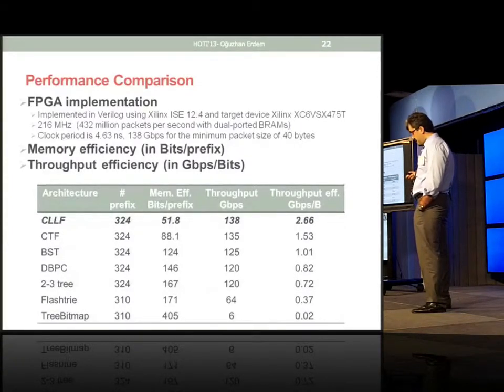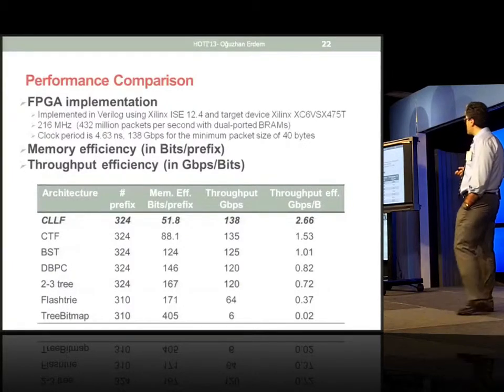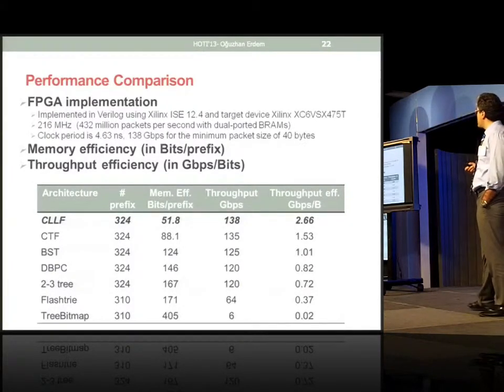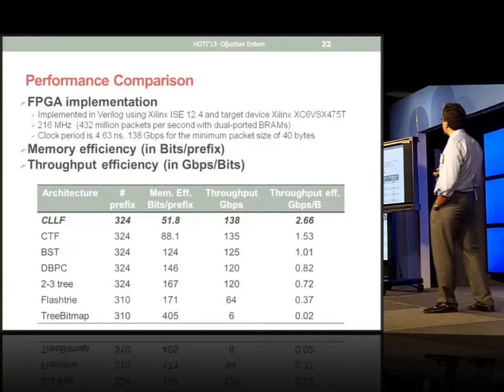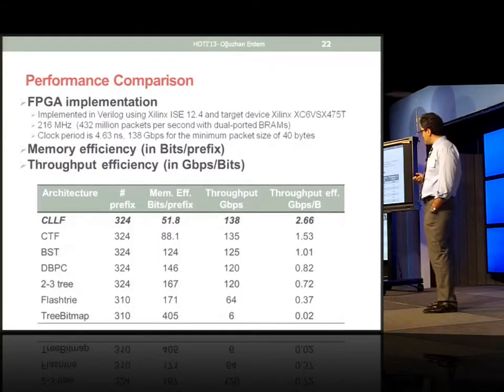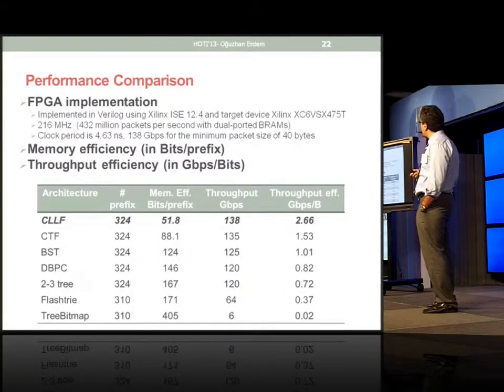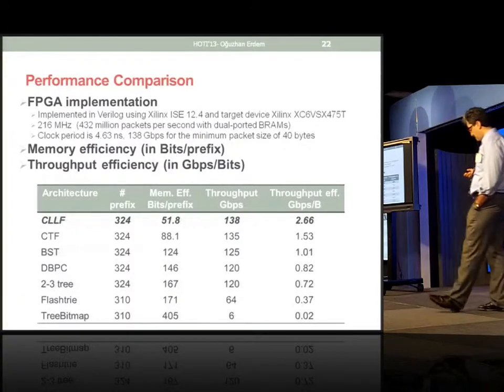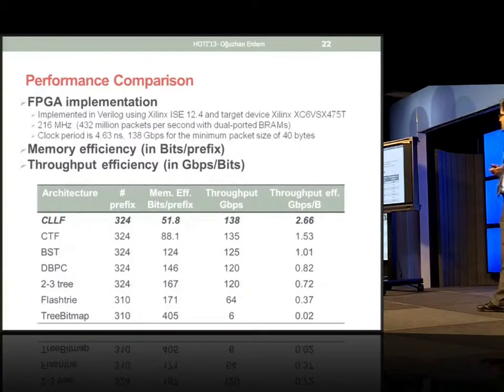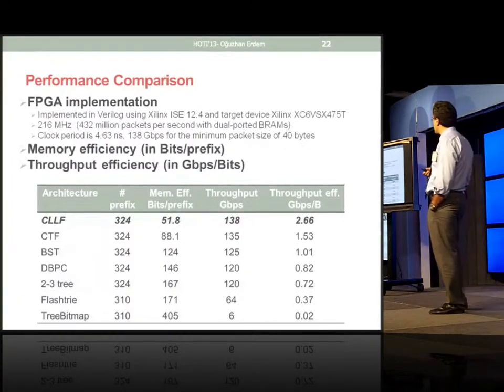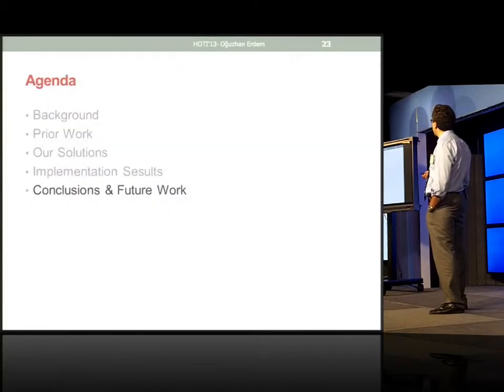The memory efficiency is calculated as the ratio of the total memory requirement to the number of prefixes, and the throughput efficiency is calculated as the ratio of the throughput to the memory efficiency. The results prove that our architecture outperforms all the existing solutions in all aspects.